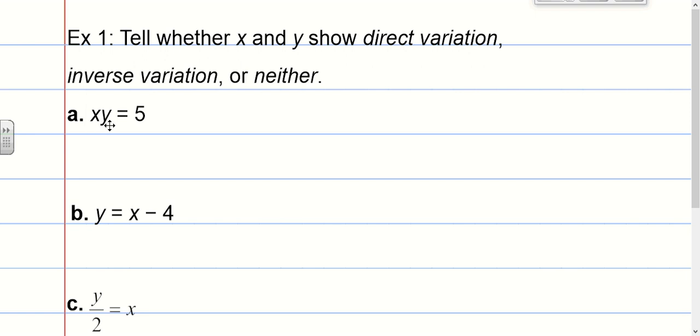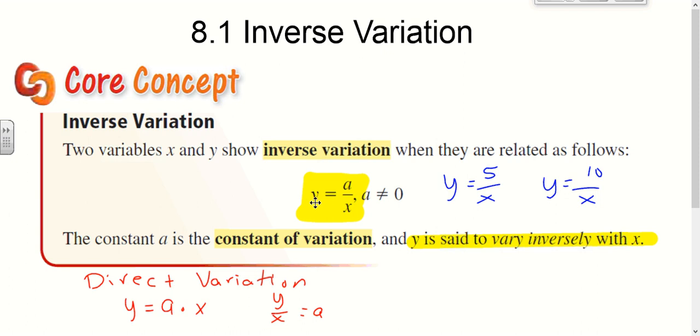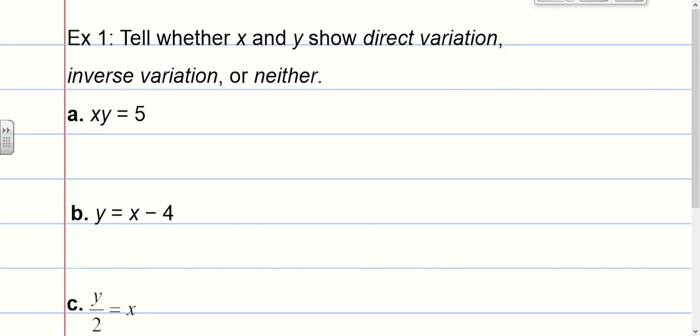Well, A says x times y equals 5. If we look back right here, this says y equals a divided by x. If I rewrite that so that the x and the y are on the same side, then I'm going to multiply both sides by that x that's on the bottom. So now I have x times y equals a. That is also another form of inverse variation. So in this one, x times y equals 5. That proves that it is definitely inverse variation. And looking at that, the constant of variation is 5.